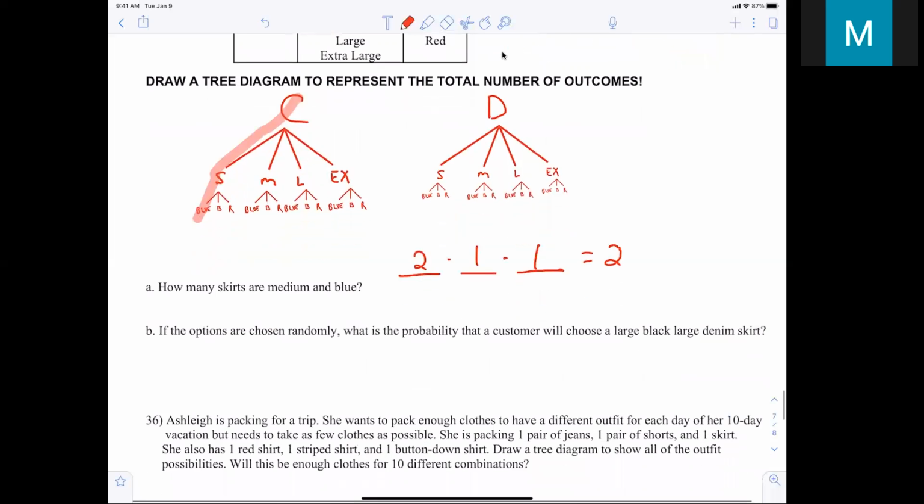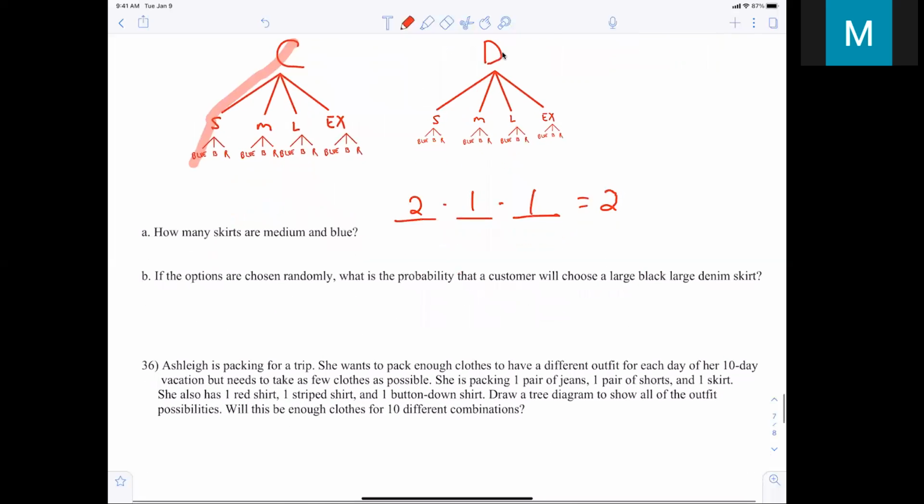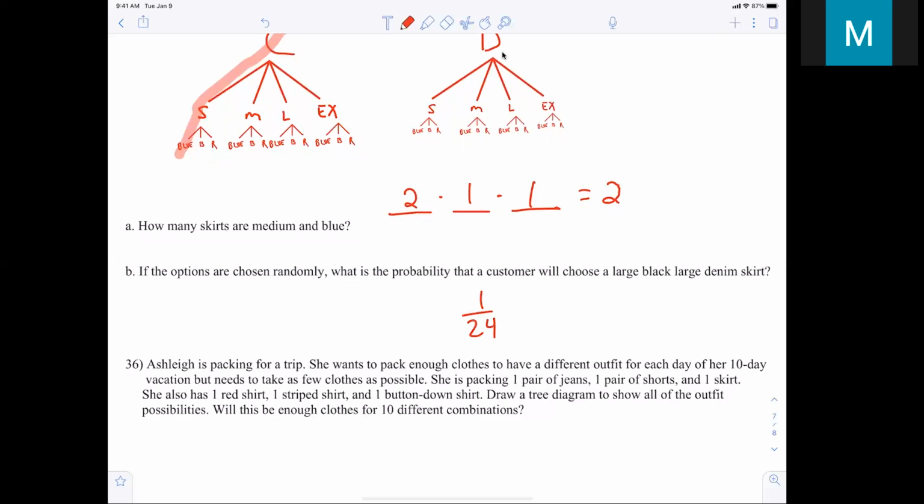All right? Here we go. Let's just go ahead and finish this. If the options are chosen randomly, what is the probability that the customer will choose a large black denim skirt? 1 out of 24. All right.